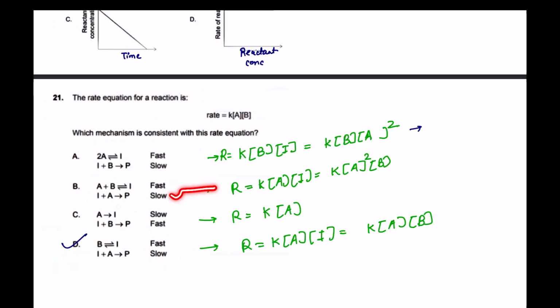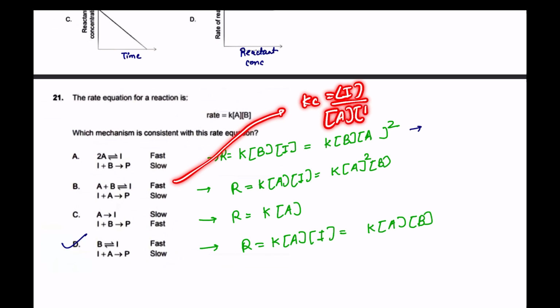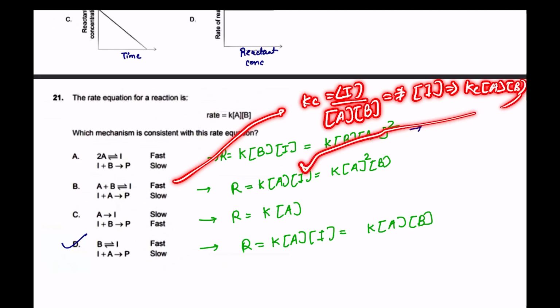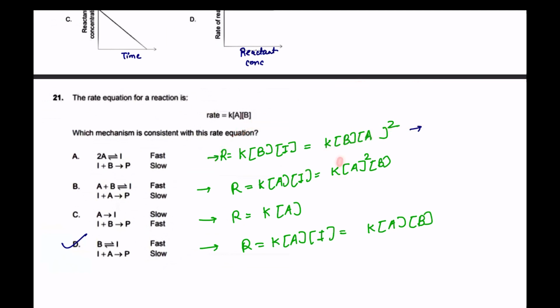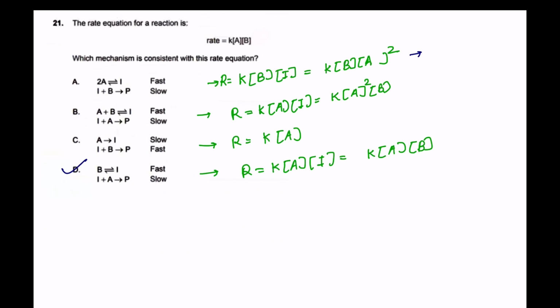We have the slow reaction. Let's write the rate of the slow reaction as k times A times I. Here we have the fast reaction, so writing the Kc value, Kc is I by A times B. So the concentration of I can be written as Kc times A times B. Now placing this value of I here, we get k, and you can just make it a k dash, because this k and this k are a little different, but it would be a constant. So it would be k dash times A square times B. Again, it doesn't match with the rate, so this is also incorrect.